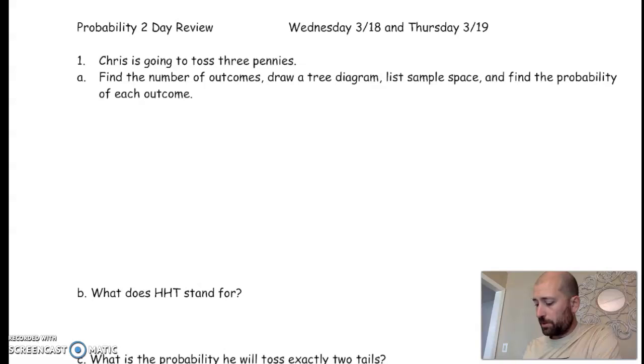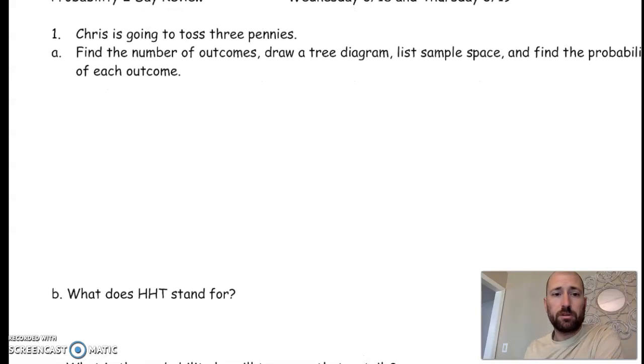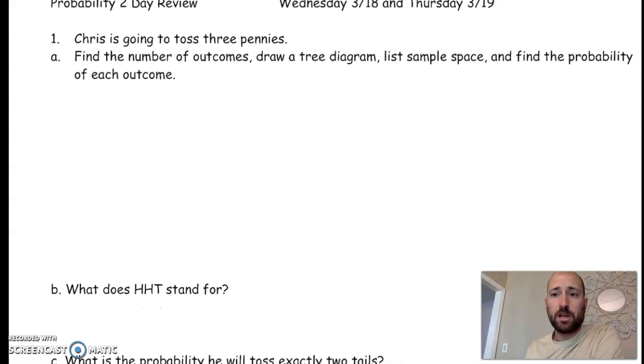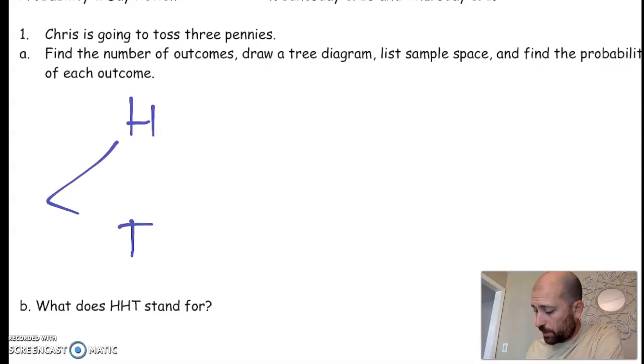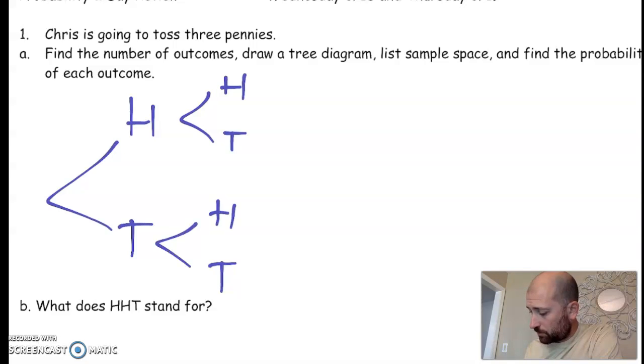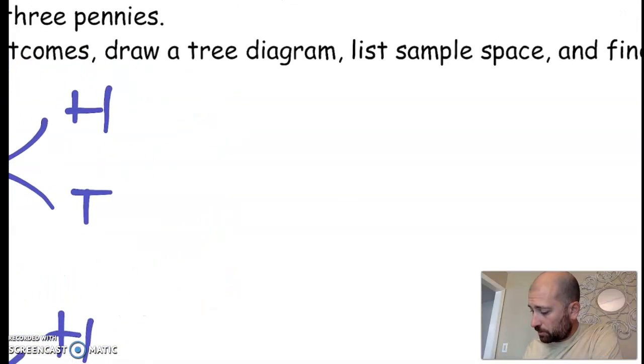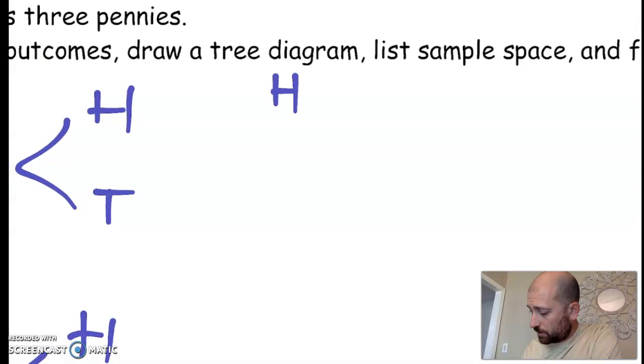All right. Number 1 says Chris is going to toss the penny 3 times. We're going to draw a tree diagram, find the number of outcomes, and list the sample space. Find the probability of each outcome. So the first toss, when you draw a tree diagram, you are writing down what you could possibly get, or the sample space here. That's the heads and tails for the first toss. On the second toss, it is also heads and tails for each. And then the third toss is heads, tails, heads, tails.